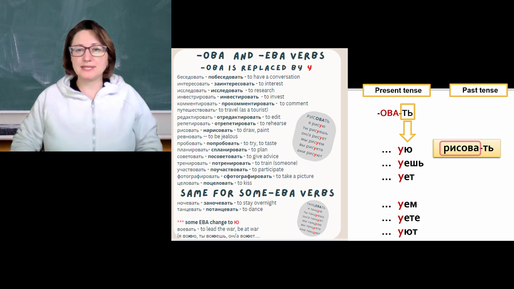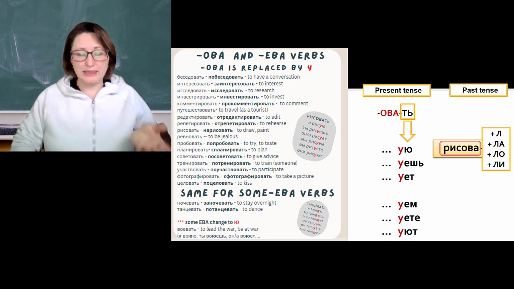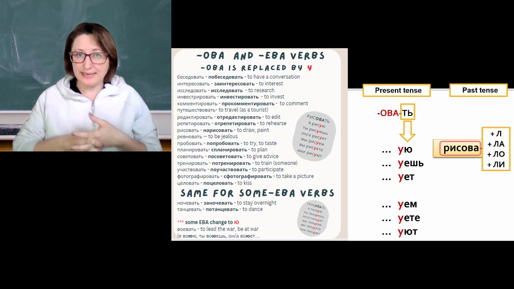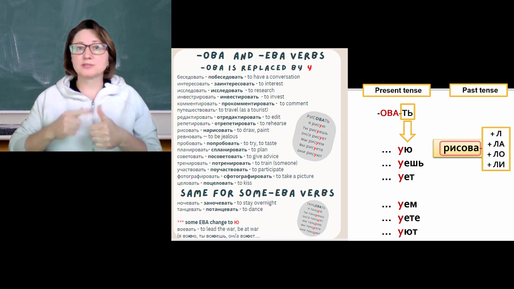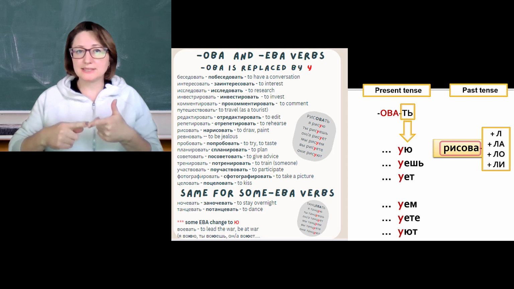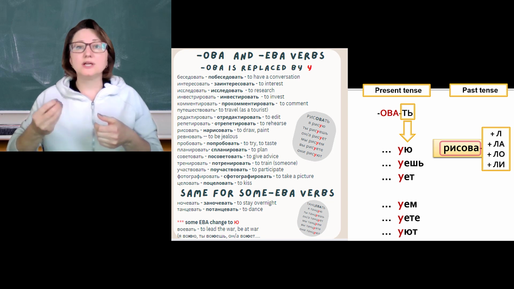Drop the tense soft sign, keep everything up to it, and then replace the tense soft sign with л, ла, ло, ли, depending on the subject of a sentence. So if the subject is male, it can be expressed by я, if a guy says I, ты, if you're talking to somebody and that's a guy, or он, he. So я, ты, and он will get the ending л, рисовал.